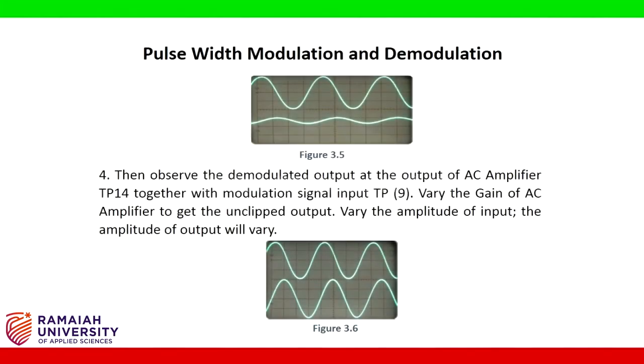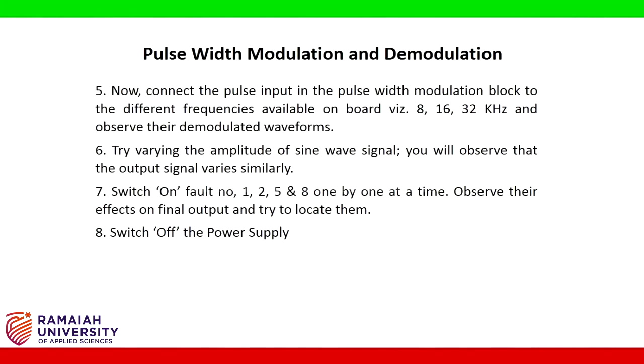Then observe the demodulated output at the output of AC amplifier TP14 together with modulation signal input TP9. Vary the gain of AC amplifier to get the unclipped output. Vary the amplitude of input. The amplitude of output will vary. Now, connect the pulse input in the pulse width modulation block to the different frequencies available on board, 8, 16, 32 kHz, and observe their demodulated waveforms.